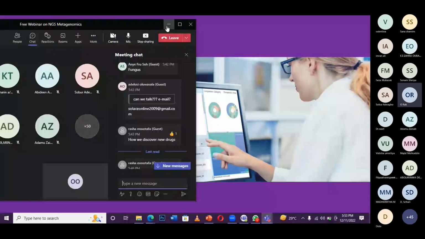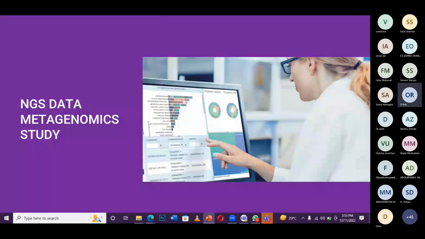I believe you all understand what sequencing is all about. Sequencing is the process of generating genetic data, genetic material, from a specific organism. It can be microorganisms, plants, or animals. We have what we call Sanger sequencing, and then we have next gen sequencing, which is next generation sequencing. Now, next generation sequencing is unique and powerful, such that it covers a wide range of the genetic makeup of an organism. So that's next generation sequencing data metagenomic study.